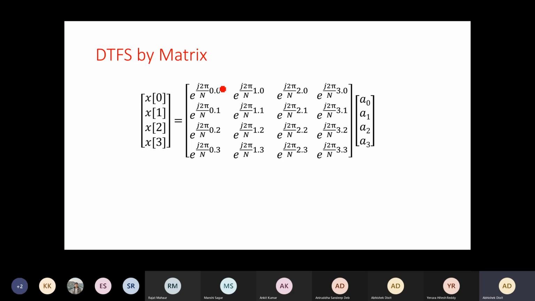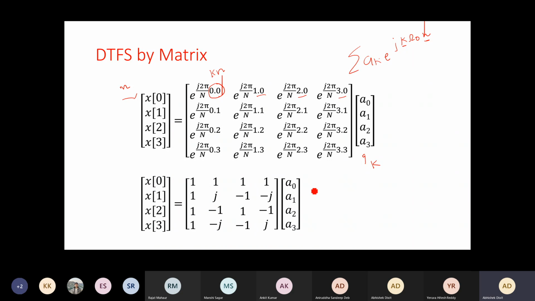If you notice, this represents k times n, right? So in Fourier series, you have summation a_k e to the power j k omega naught n. So these things represent kn. This is k basically, and here is your n. So you can represent it like this. Now here capital N is 4 because we have 4 coefficients. So you can also simplify this, and after simplifying we get something like this.